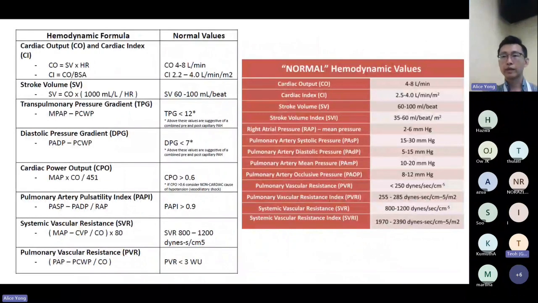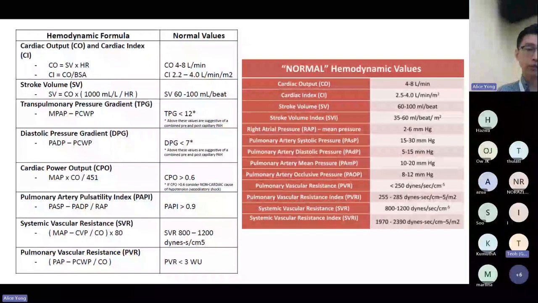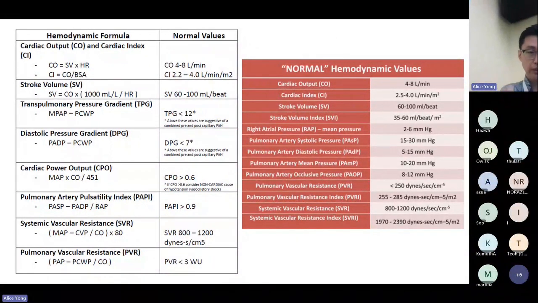So this I've sent out in the group for you all to remember. There's a normal value behind all the measurable pressures, and the formulas for interpreting the numbers. So this is for you all to keep.